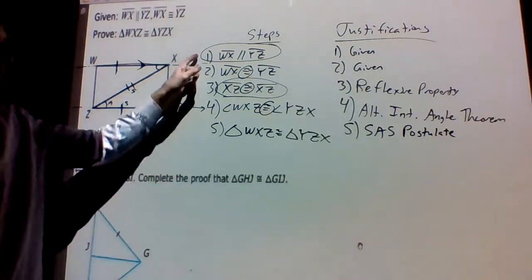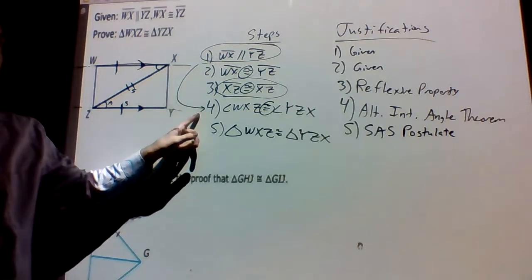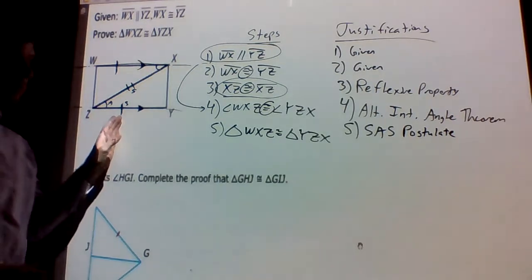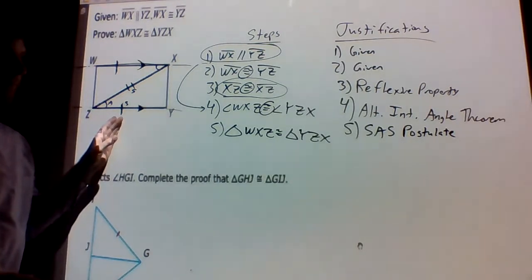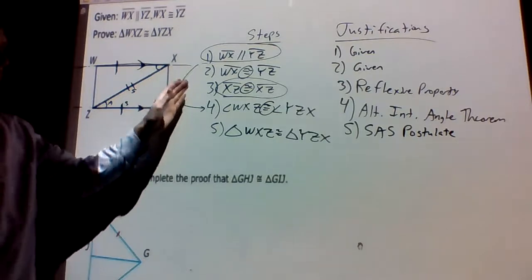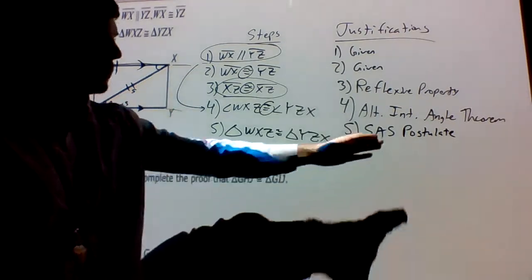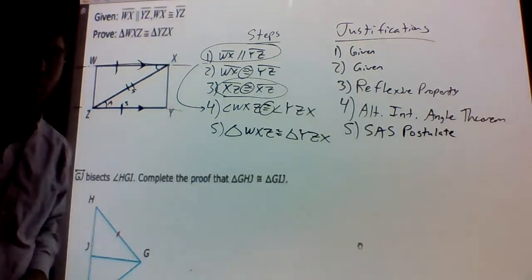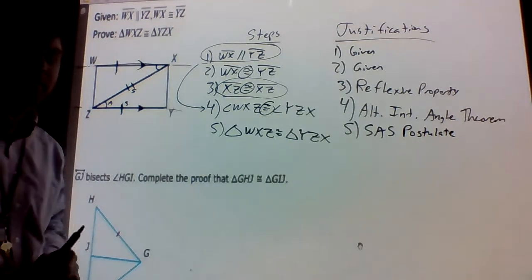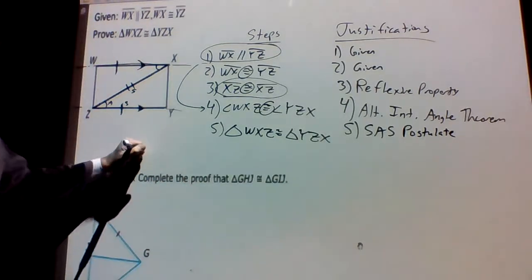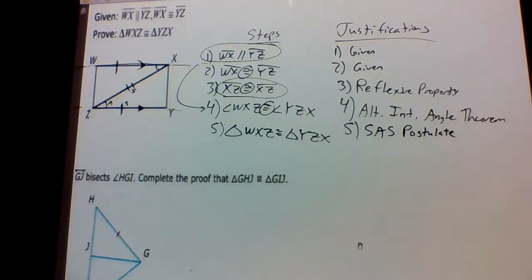We used the givens, parallel lines, telling us we should use the alternate interior angle theorem. Almost every time you get parallel lines, you're going to want to use alternate interior angles on these proofs. Okay, we have three congruent corresponding parts. They turn out to be in the order of side, angle, side. So we use side, angle, side to show that the two triangles are congruent. I think we're good on that one.